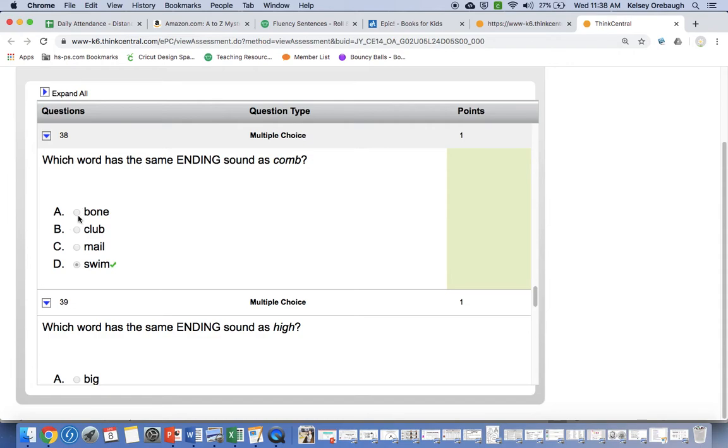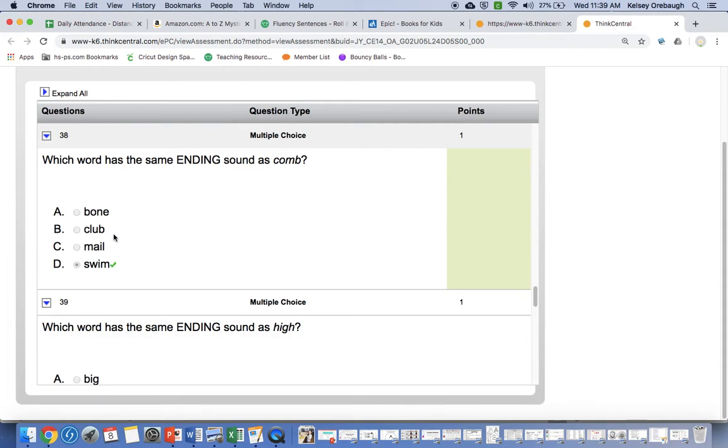A says bone, bone. If you focus on the way your mouth is moving when you make both of those sounds, when you say comb, your lips should come together. Comb. When you say bone, your tongue should touch the roof of your mouth. Bone.